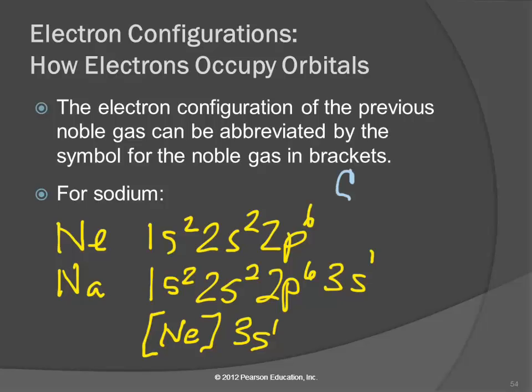So for calcium, calcium would be argon plus 2 electrons, right? It would be argon plus 4s2. Because, see, this is 3s2, and these are the 3p6 electrons, and this is the 4s2 electrons. These are the 3ds, and those are the 4ps. It's a little preview.